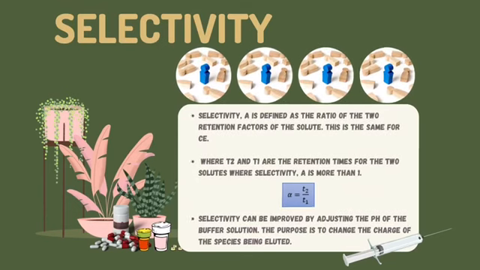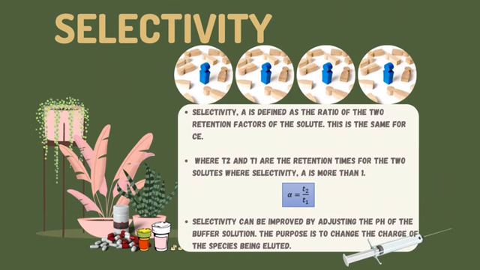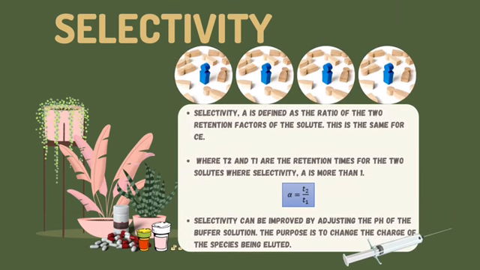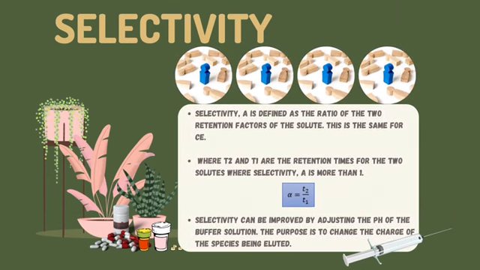Selectivity is defined as the ratio of the two retention factors of the solutes. This is the same for CE. Based on the formula given, where T2 and T1 are the retention times for the two solutes, selectivity is more than 1. Selectivity can be improved by adjusting the pH of the buffer solution. The purpose is to change the charge of the species being eluted.